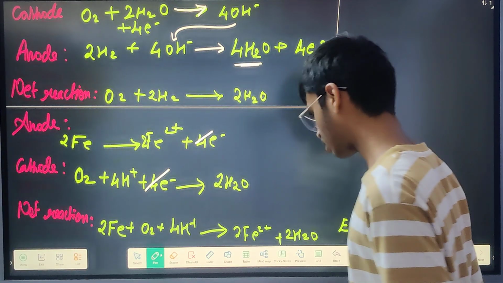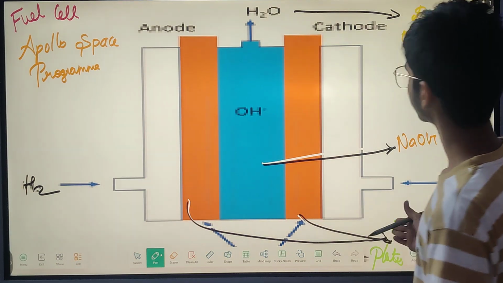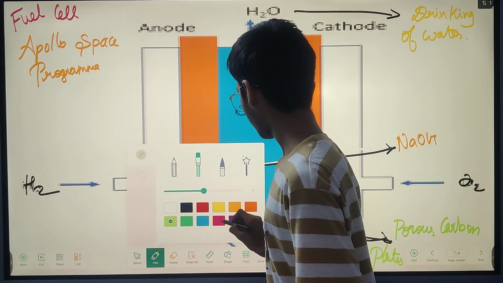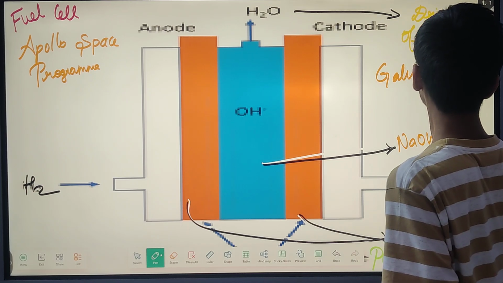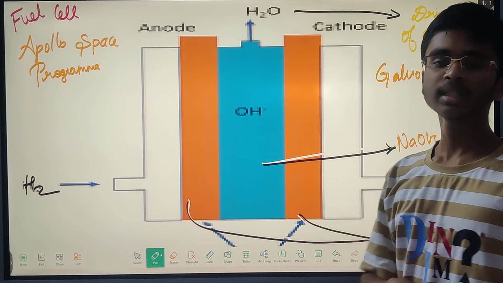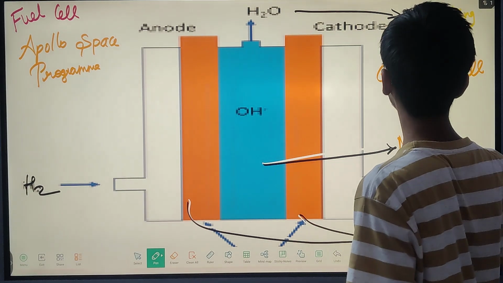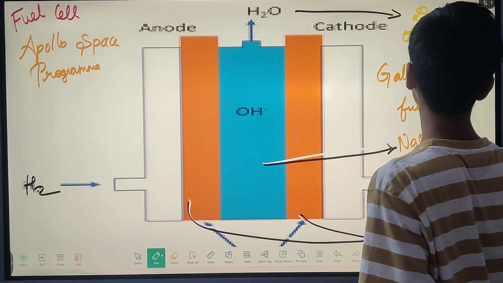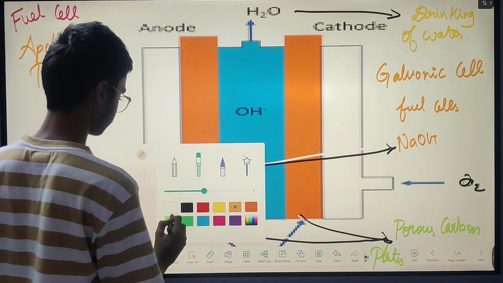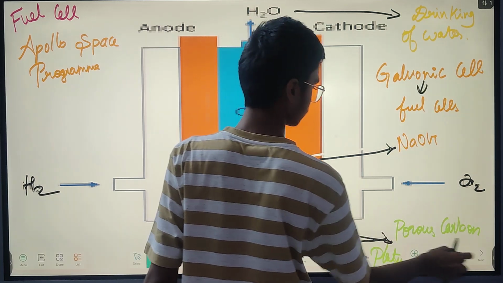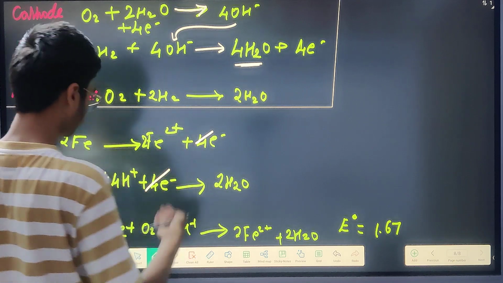And then the E0 cell of the fuel cell. One important concept I forgot to say: coming to fuel cells, any galvanic cell that can convert combustion energy into electrical energy is known as a fuel cell. Those cells are known as fuel cells. So this is where the total net reaction is.